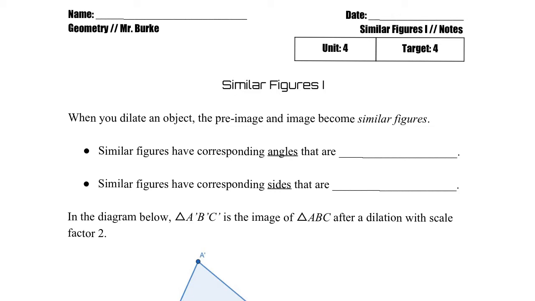All right, so now that you've got a full solid grasp on dilations, we can move into similar figures. Similar figures are the result of a dilation. When you dilate an object, the pre-image and image actually become what we call similar figures. Now, similar figures mean that all the corresponding angles are congruent.